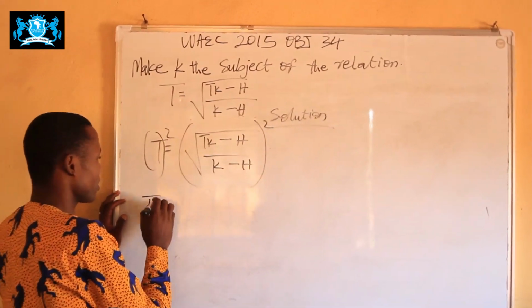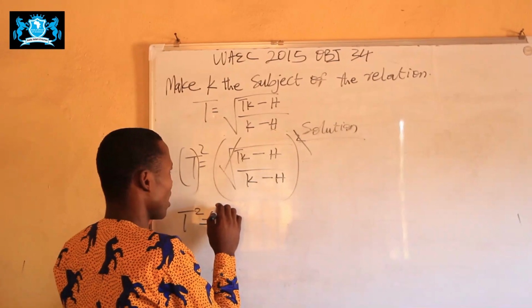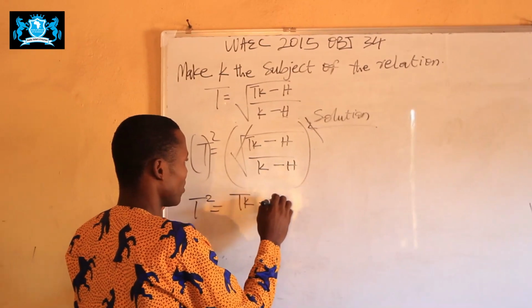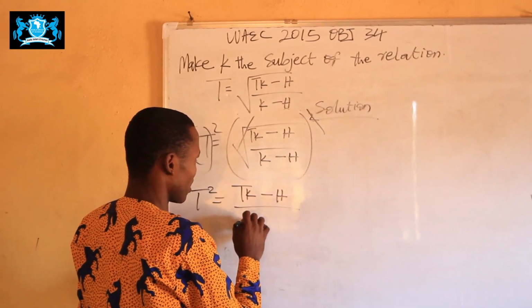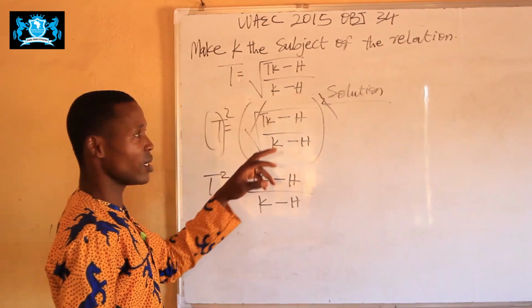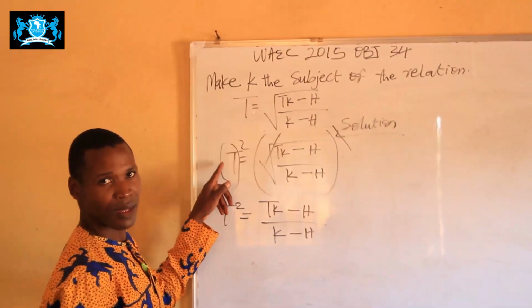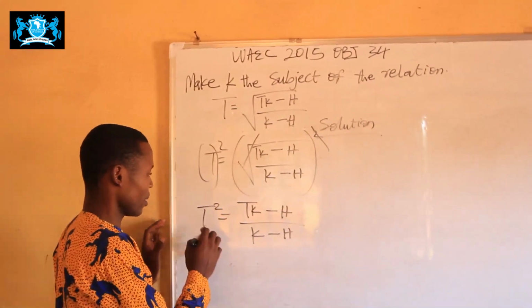So we now have T squared. The square will cancel the square root, and we should have Tk minus H all over K minus H. The square root sign is gone because of this square. This T has now acquired a square.